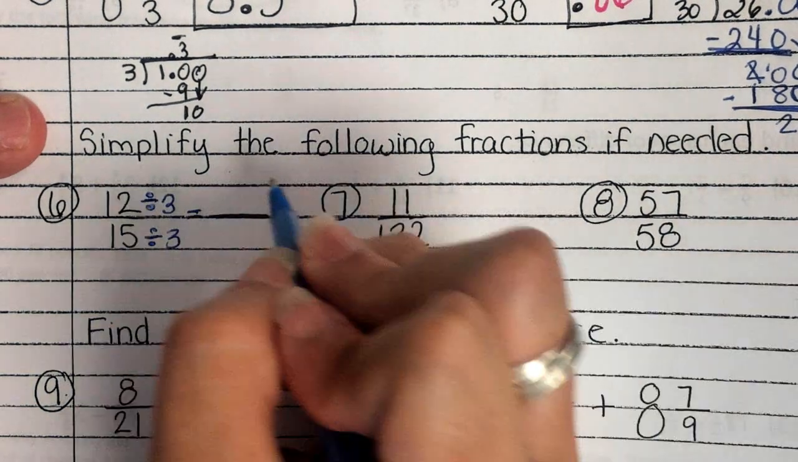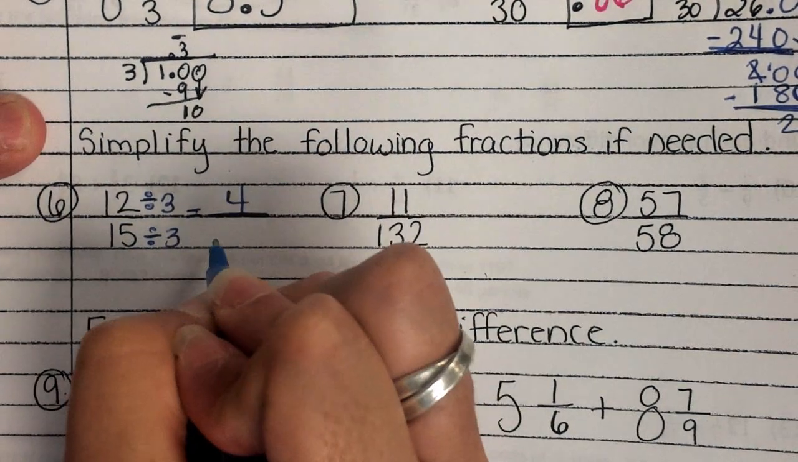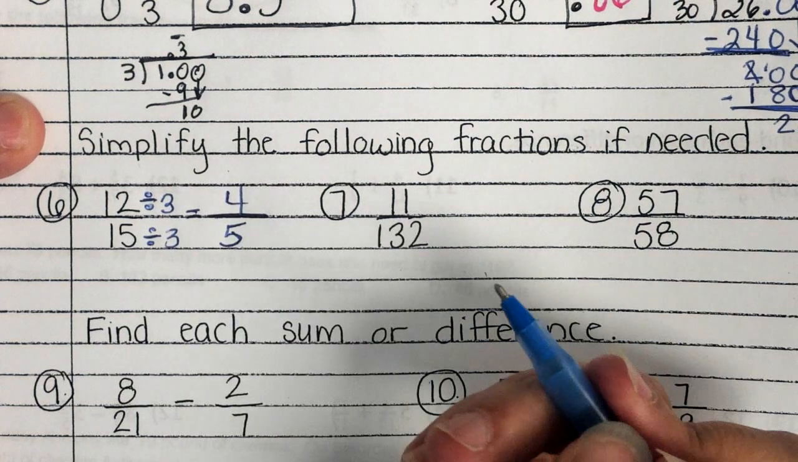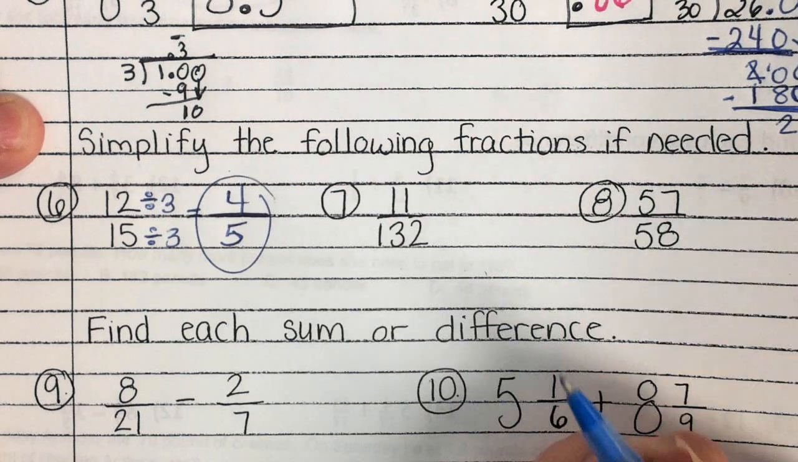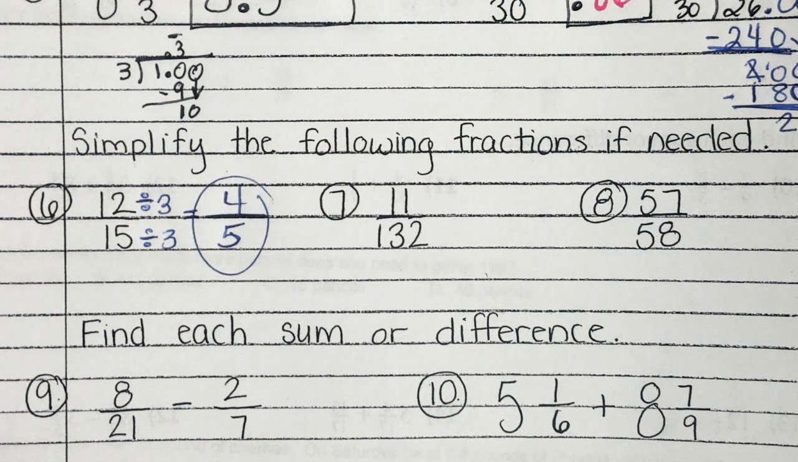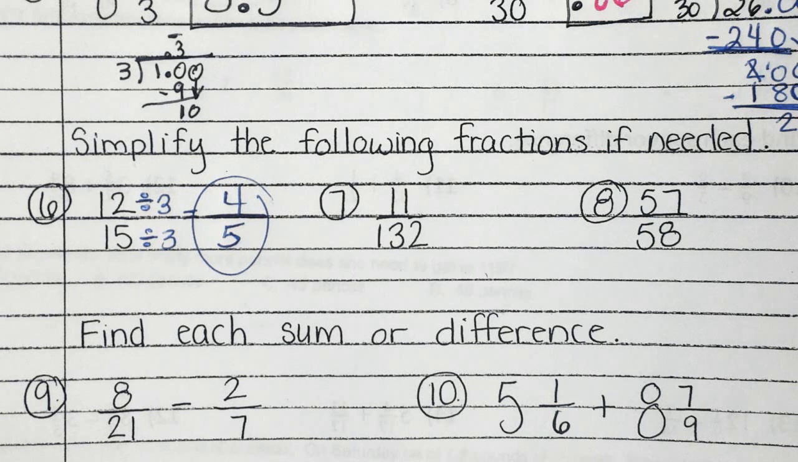12 divided by 3? 4. And then 15 divided by 3 is 5. Can anything go into that? No. Nope. Done with that. Just practice and simplify it. Writing with me, guys. Every one of you should be getting this down.